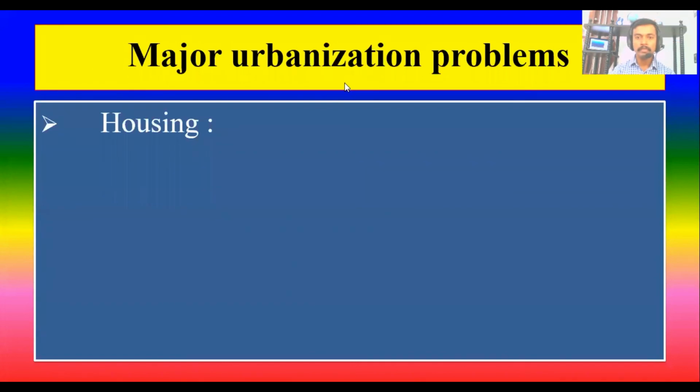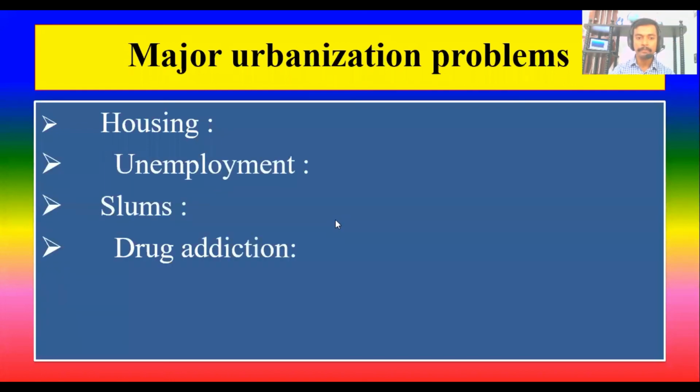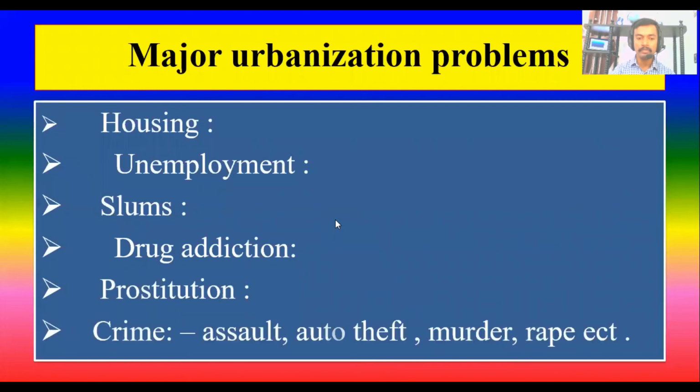Major urbanization problems. First problem is housing. Then unemployment, slum, drug addiction, prostitution, crime, assault, auto theft. This auto theft means theft in the time of traveling.